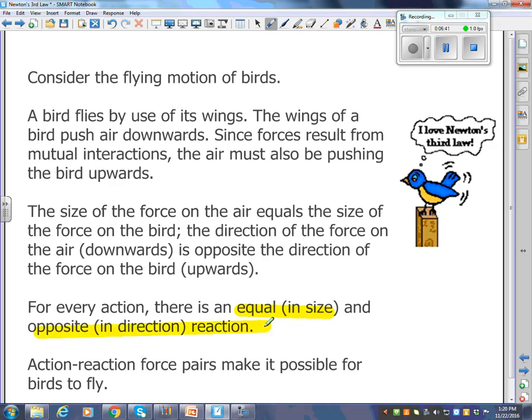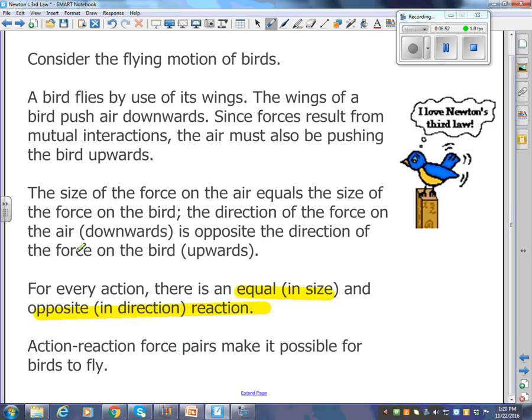I feel like I'm repeating myself, especially since I did it already this morning. Action-reaction force pairs make it possible for birds to fly. Every afternoon, I feel like I'm watching a rerun, except I'm the one that's doing the speaking.